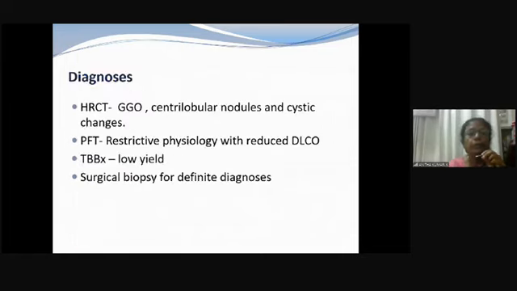So diagnosis is basically made based on the ground glass appearance, centrilobular nodules and cystic changes, with PFT showing a restrictive physiology and reduced DLCO. Transbronchial biopsy can give a low yield, and surgical biopsy may be needed for a definite diagnosis.